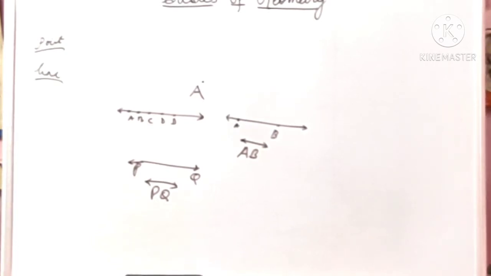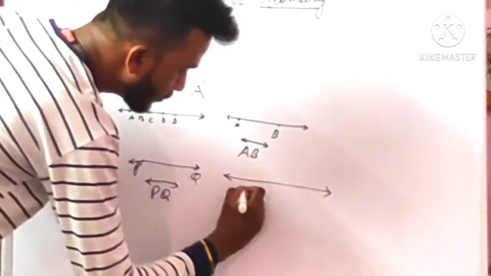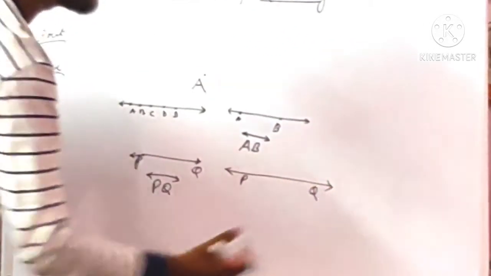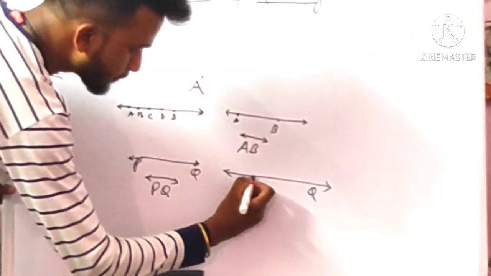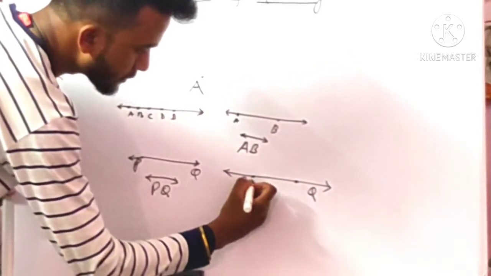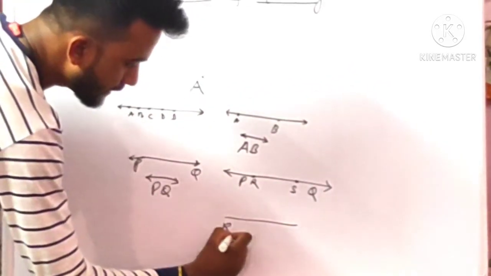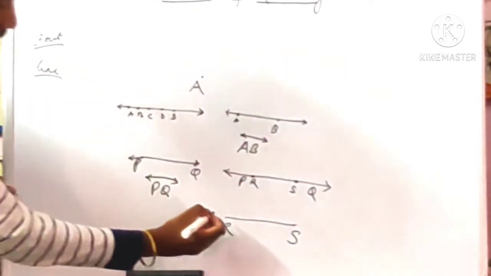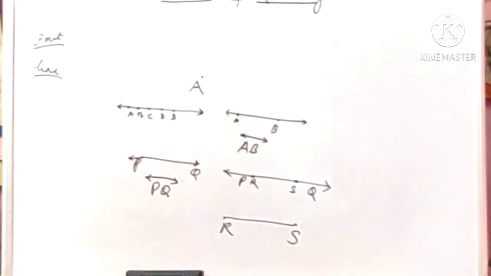Now what is a line segment? Suppose this PQ was a line which can be extended endlessly in both directions. How can we get a line segment from here? Suppose I have cut two fixed points from here, this point and this point. Suppose R and S, I have just cut them out. Now R and S are fixed points. This one is the starting point and this one is the ending point. So that means RS is a line segment.